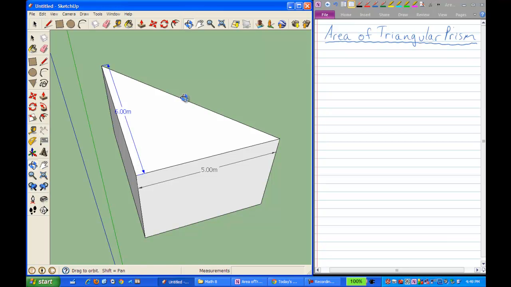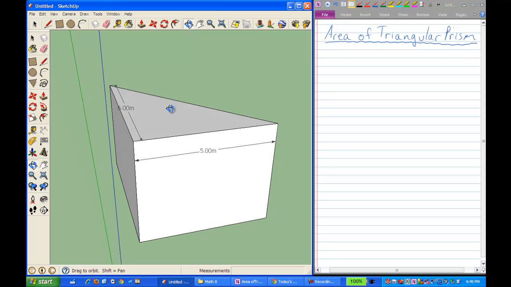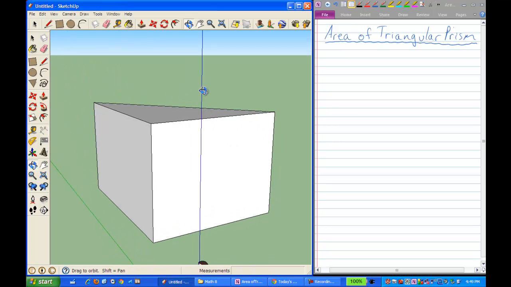I am now going to come down here and grab my dimensions tool again, and I'll go from this point here right down to here, and this is 4 meters, so we've got our 5, 6, and 4.